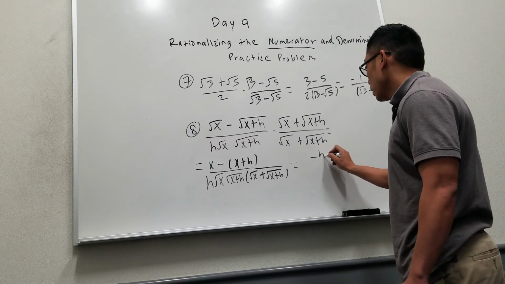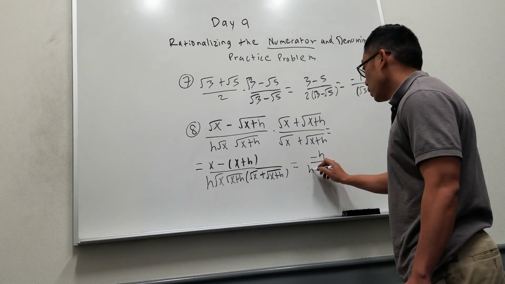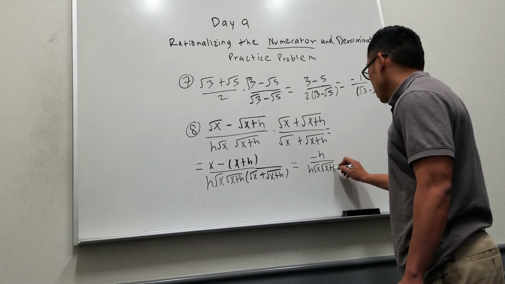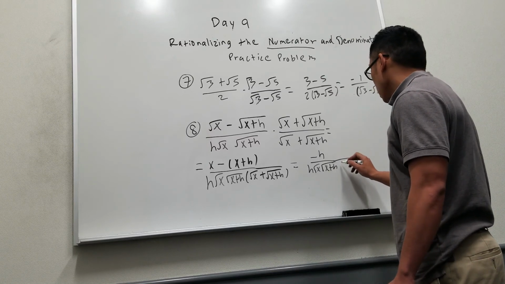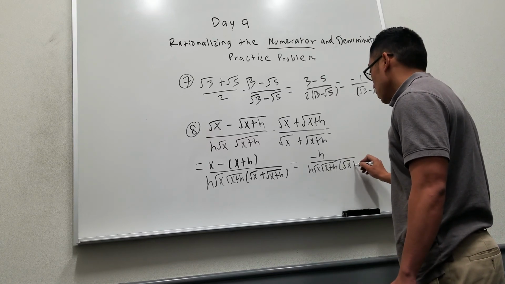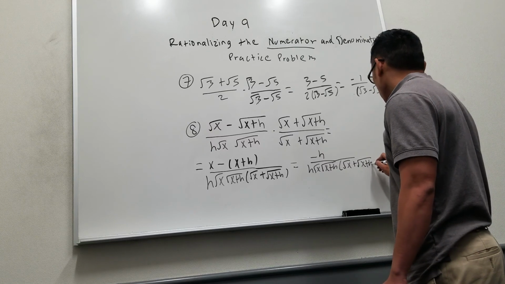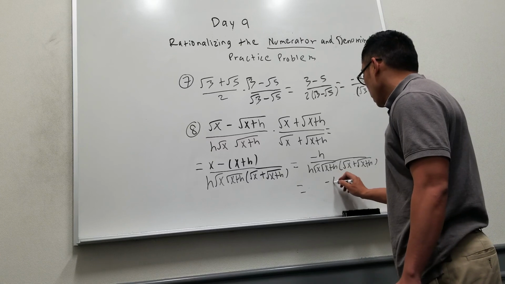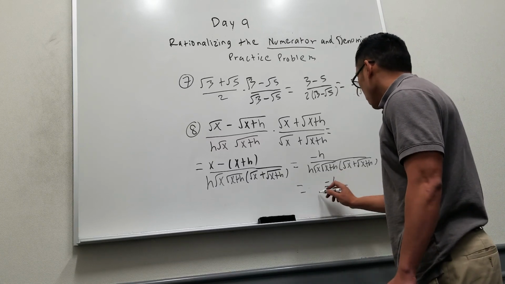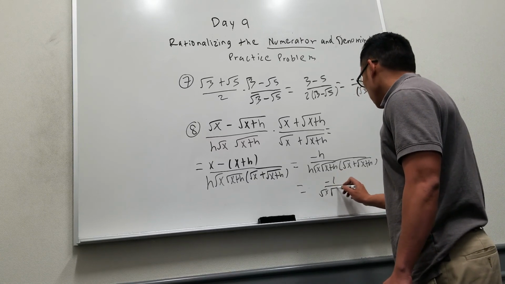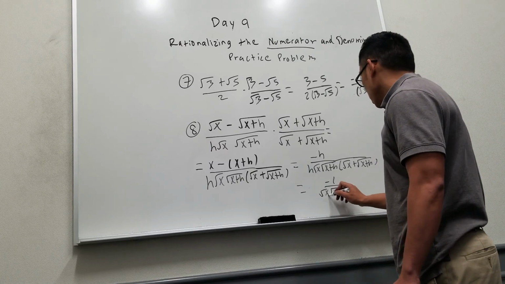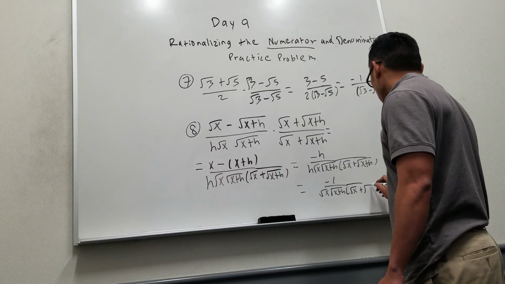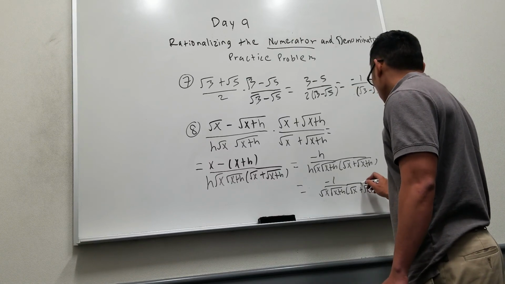You notice you just have a negative h on the top over h times square root of x, square root of x plus h, and you have square root of x plus h. What do you notice? The negative h will cancel. You just have negative 1 all over square root of x, square root of x plus h, times square root of x plus h. That's it.